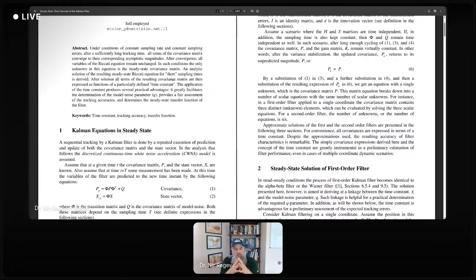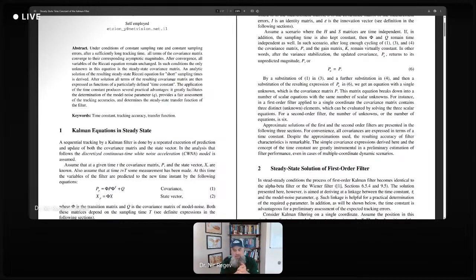After solution, all terms of the resulting covariance matrix are then expressed as functions of a particularly defined time constant. The application of the time constant produces several practical advantages. It greatly facilitates the determination of the model noise parameter, Q, provides a fair assessment of the tracking accuracies, and determines the steady state transfer function of the filter.